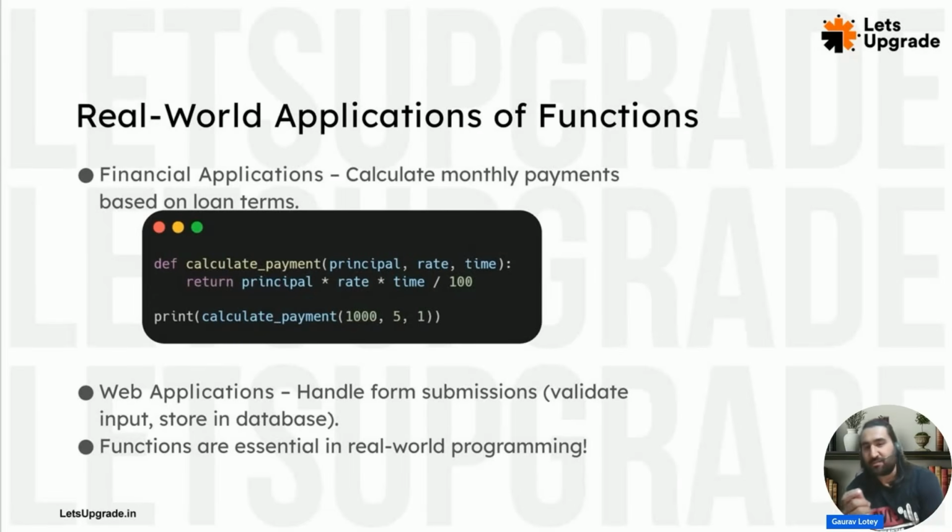Similarly, web applications handle form submissions such as validating user inputs and storing them in a database by using repetitive function calls. For example, if we have to log in to our account, we can use the same logic of login by defining a login function, and we can define how to sign up a user, how to every time call the same database queries but with different variable inputs. So that's how web applications handle different form submissions through functions.